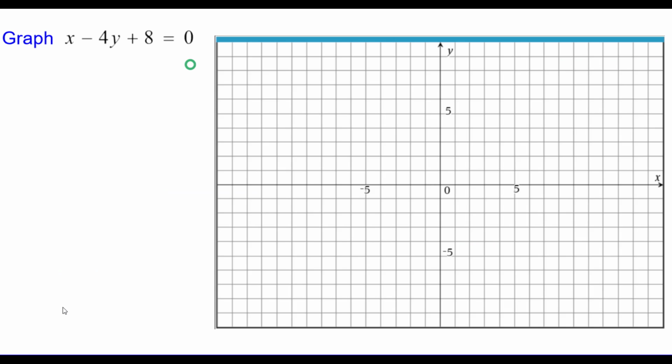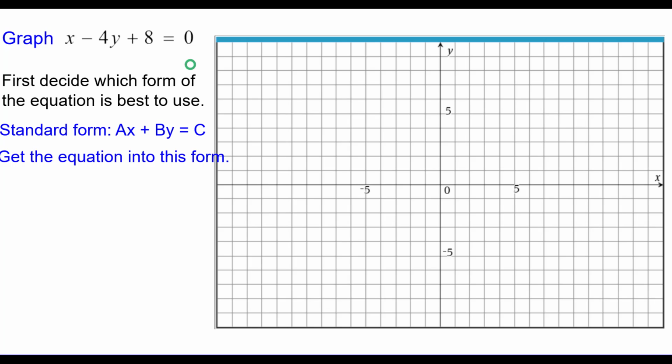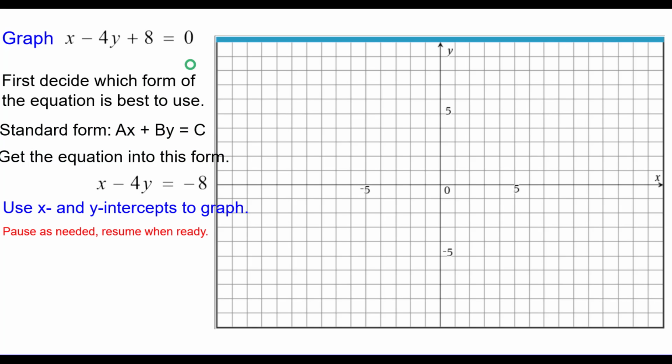So the first one is graph x minus 4y plus 8 equals 0. First, decide which form of the equation is best to use. Pause as needed. Resume when ready. This is standard form. We need to get the equation into this form, and we do that by subtracting 8 from each side. Use the x and y-intercepts method to graph. Pause as needed. Resume when you're ready.